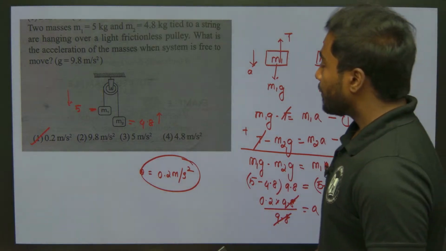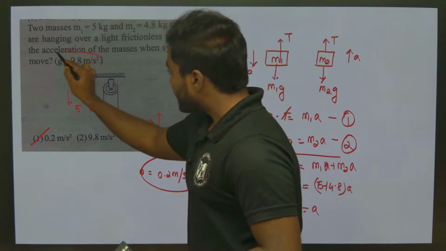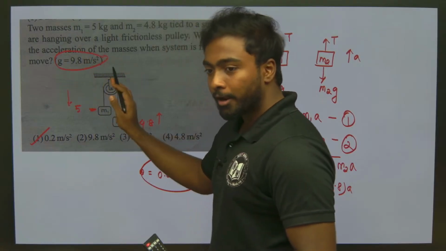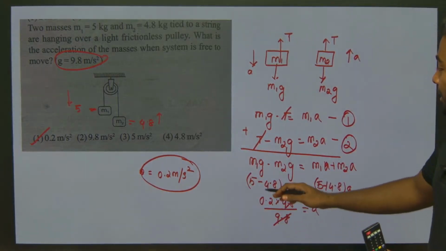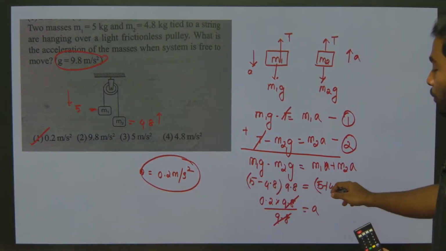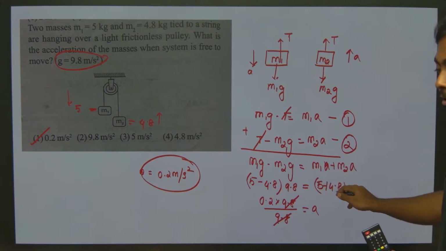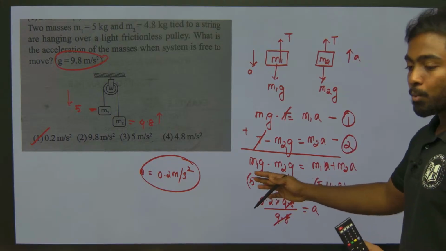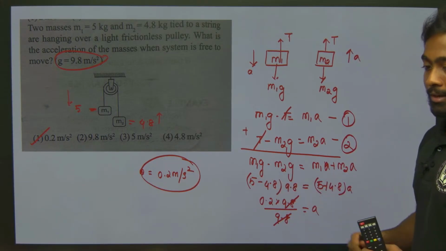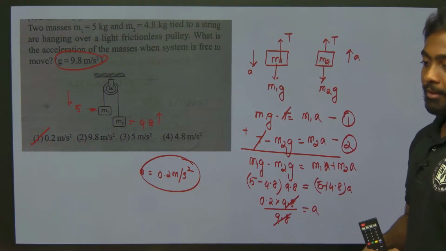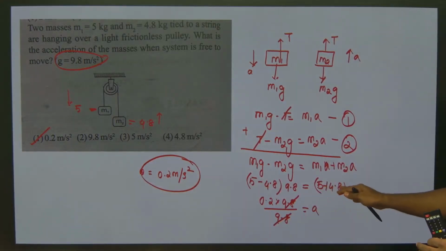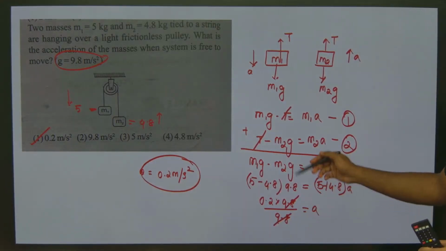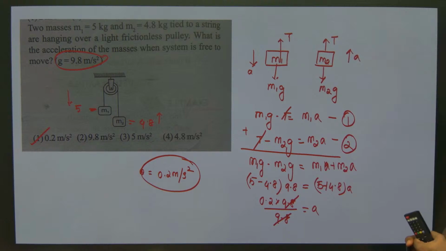So keep in mind, when they mention g as 9.8, take it as 9.8 only, okay? Don't take it as 10. If I take one as 10 and the other as 9.8, the calculation will be different and get clumsy. If I take 9.8 as they have mentioned, and 5 plus 4.8 again is 9.8, it will get cancelled off easily.